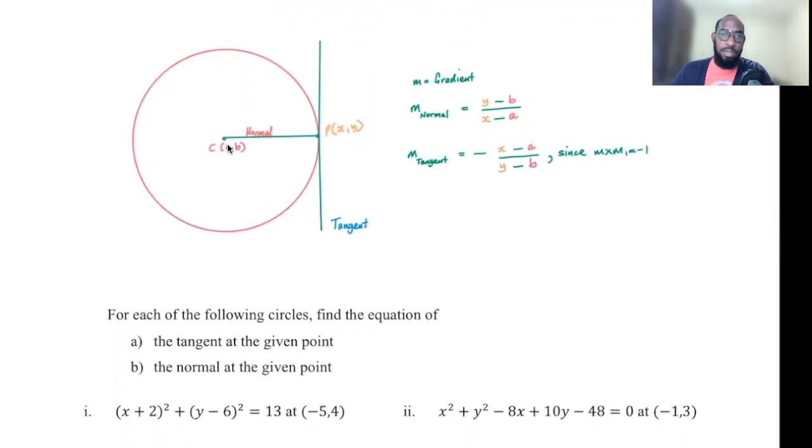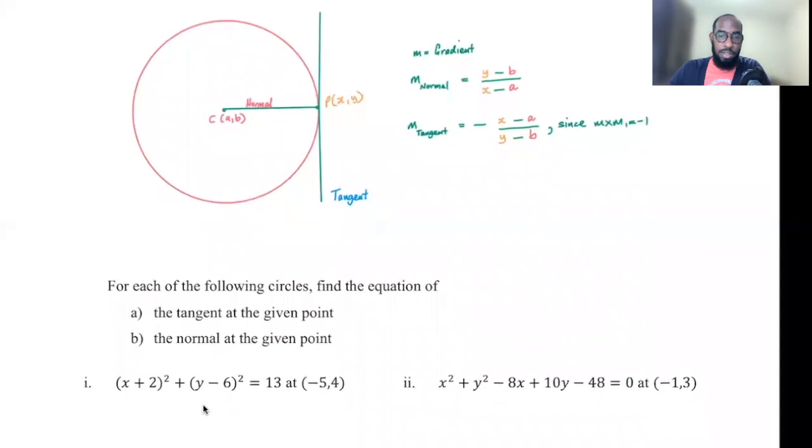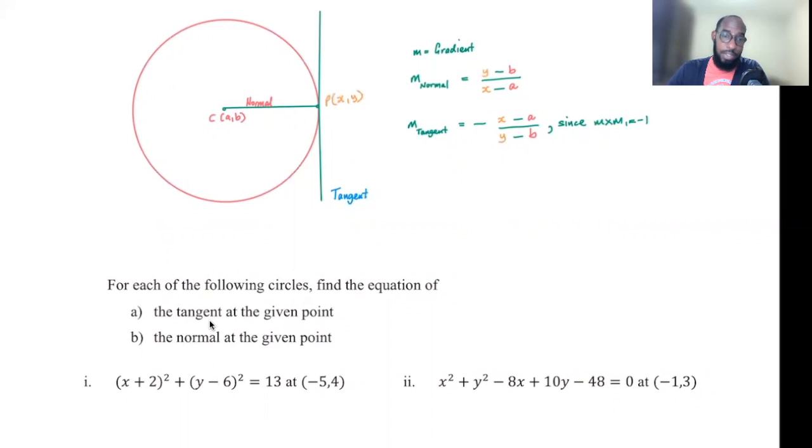This is the circle, this is the center, this is the point on the circle, this is the tangent. A tangent is just a straight line that touches the circle. The gradient of the normal is y minus b over x minus a. So given these two circles, you have to find the equation of the tangent and the normal at the given point. At this point here.